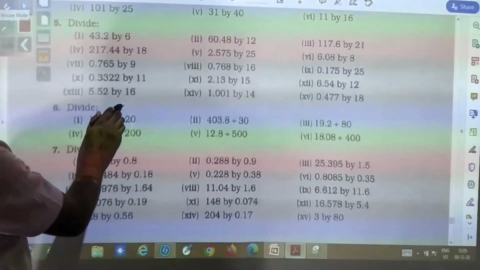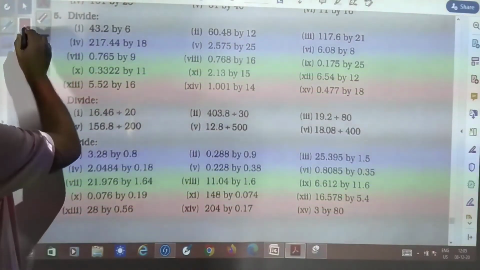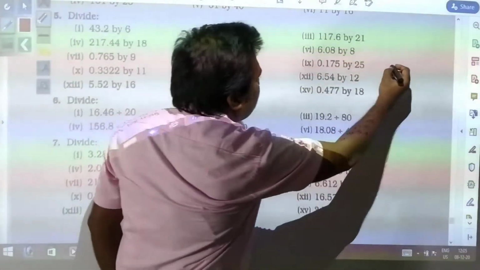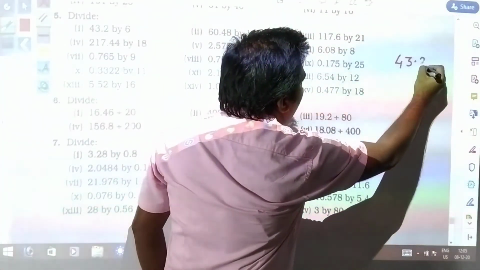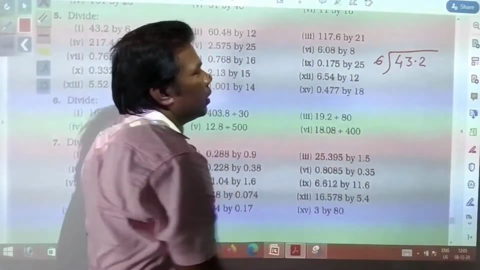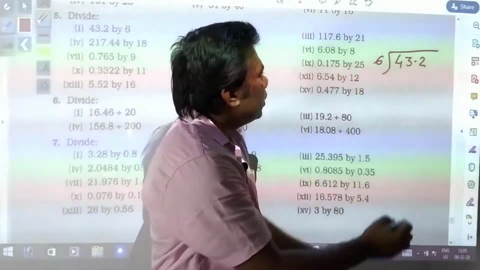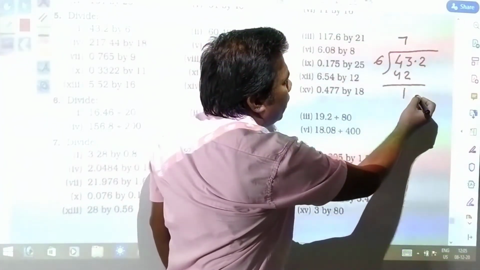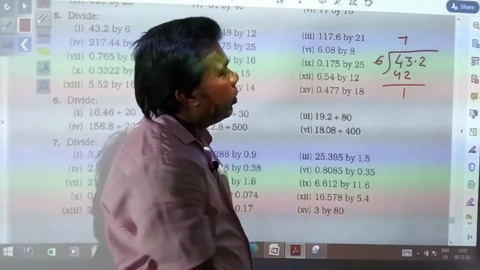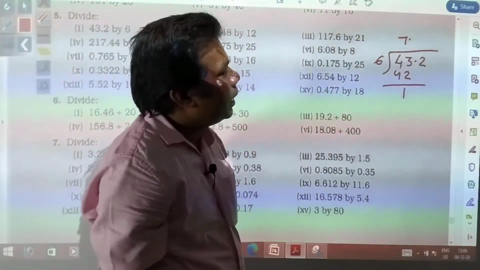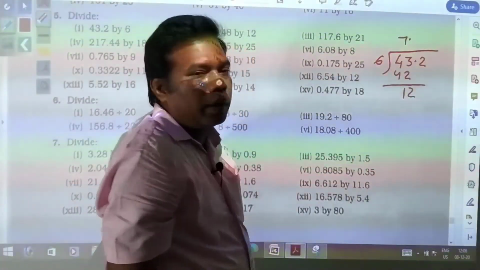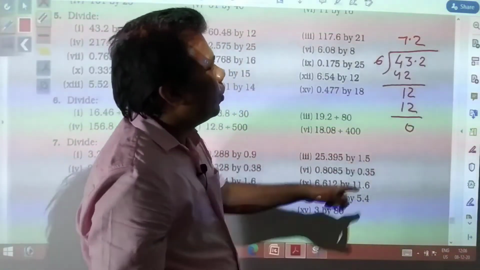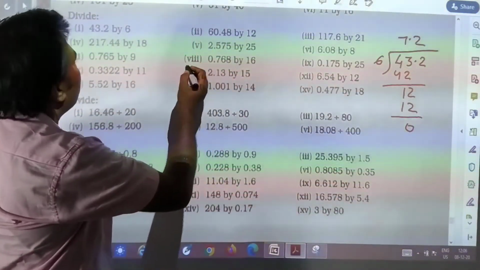Next you have question number 5. 43.2 divided by 6. You divide this, 6 7 ja 42, 3 minus 2 is equal to 1, and next number will be taken down, and before that decimal you have, so you need to put decimal over here. Next number you have 2 is required to be taken down, and 6 2 ja 12, remainder 0. So your answer will be 7.2.